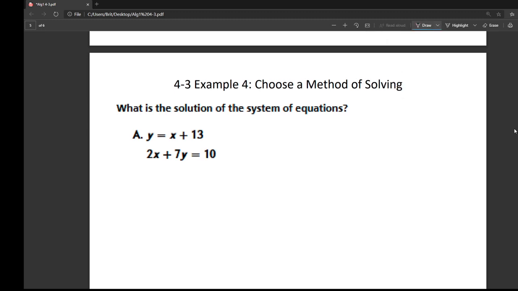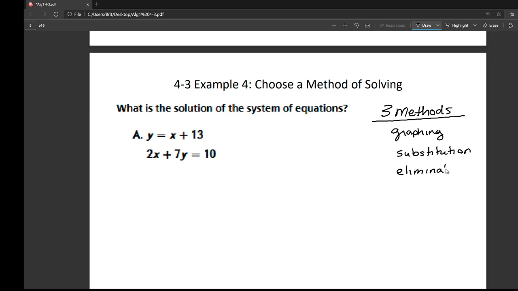So recall our three methods. Alright, we have graphing, we have substitution, and then we have elimination. So those are the ones that we're going to choose from.